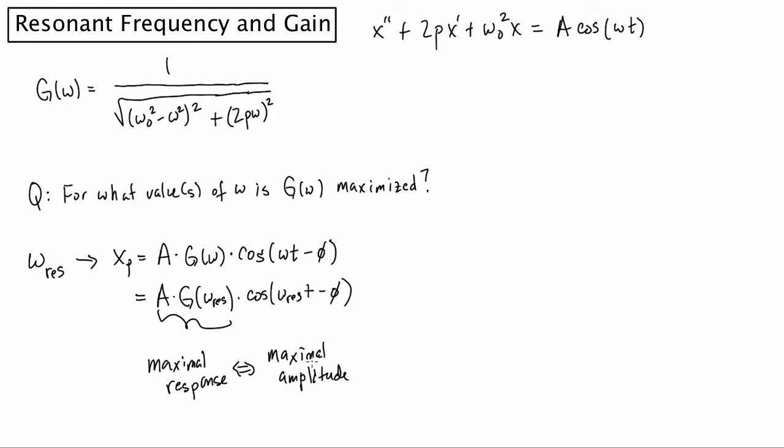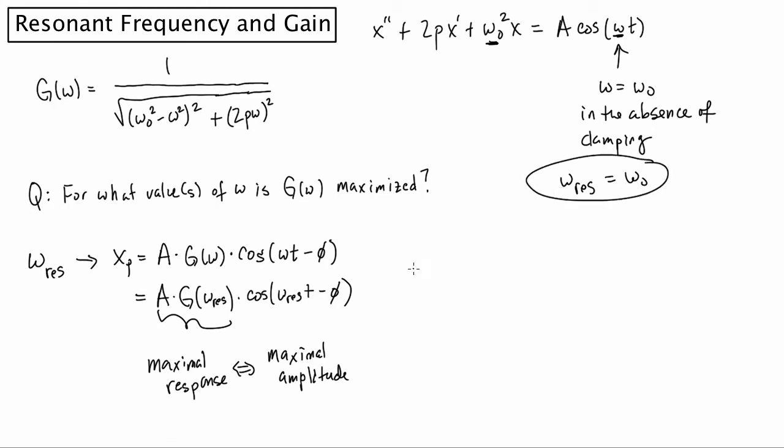And what you learned in the videos that we had before, where there was no damping, is that if the driving frequency was omega, then omega naught is the resonant frequency. In other words, if omega were equal to omega naught, then in the absence of damping, the resonant frequency is the natural frequency. However, what I'm interested in is if I do have damping, what does the resonant frequency become?